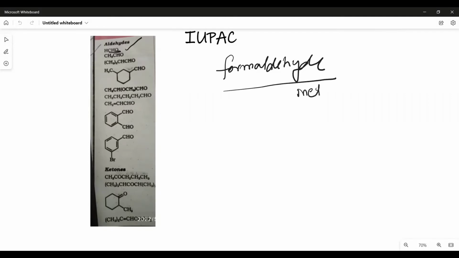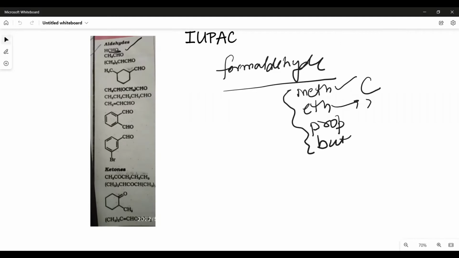Meth, eth, prop, but, like this. So we have to see this series of the alkanes that we study, which is included. Methane means 1 carbon, ethane means 2 carbon, propane means 3 carbon, butane means 4 carbon, and so on. So that will be the IUPAC nomenclature. So don't get confused about what the IUPAC nomenclature is, or what formaldehyde or acetaldehyde is.